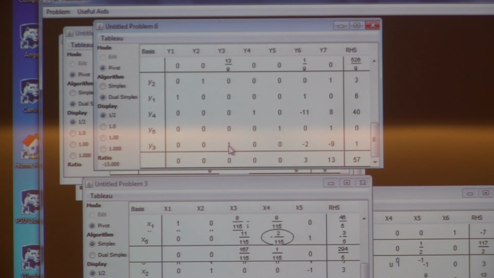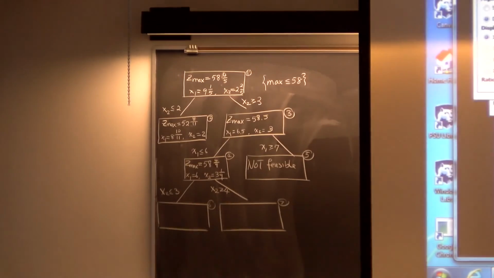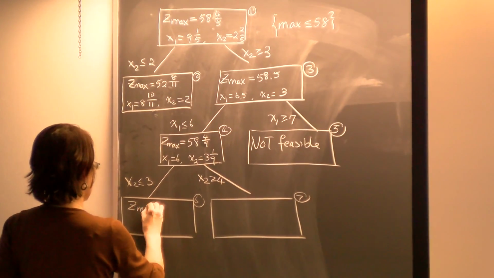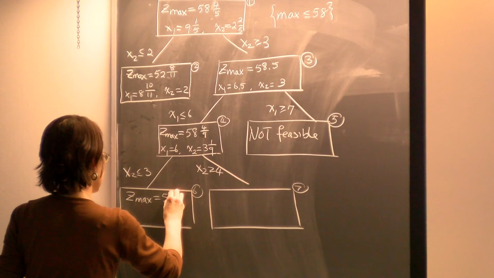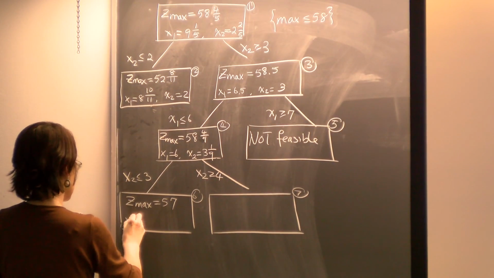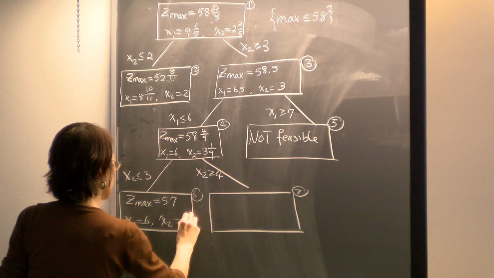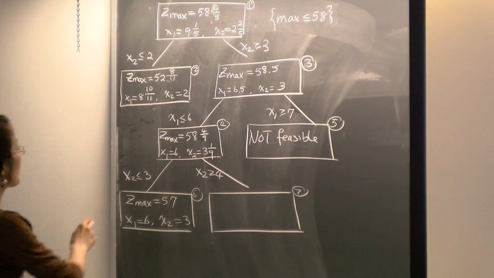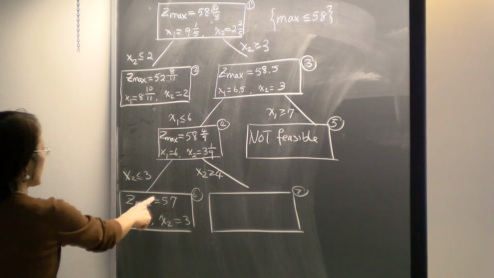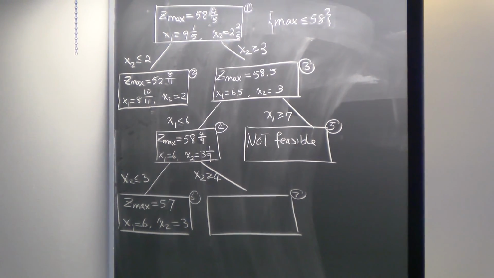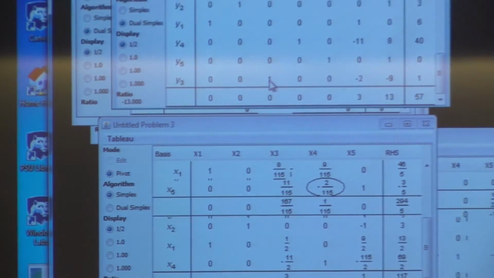Oh, what nice integers. They're all integers, very nice. So let's write down. 57 is my Z. Z max is 57. That looks like a very nice candidate. X1 is 6, X2 is 3. I know the maximum shall be less than 58. This is just one less. It's really close. So that could be so. But we still have to solve the other half of the branch to make sure.